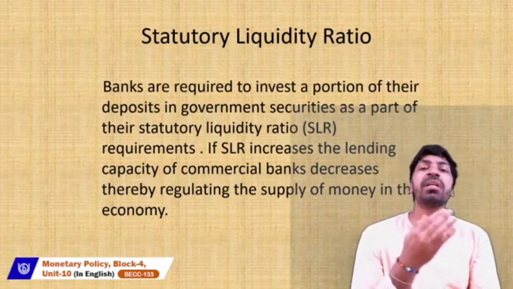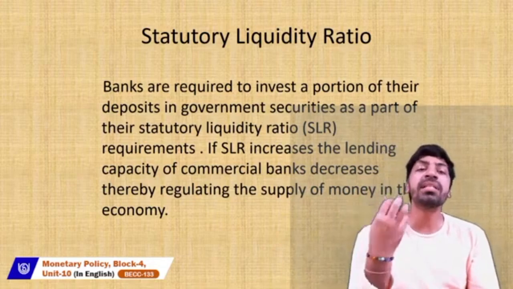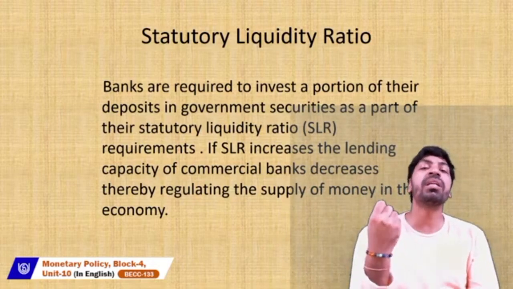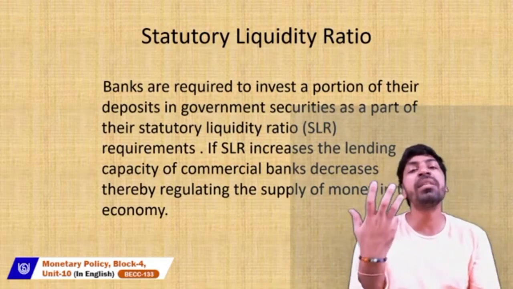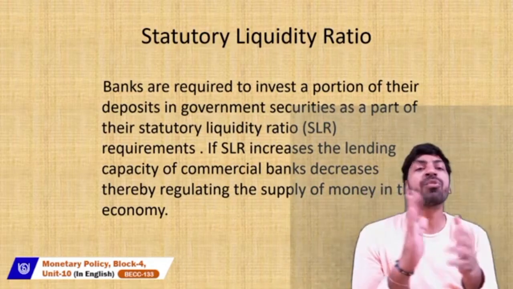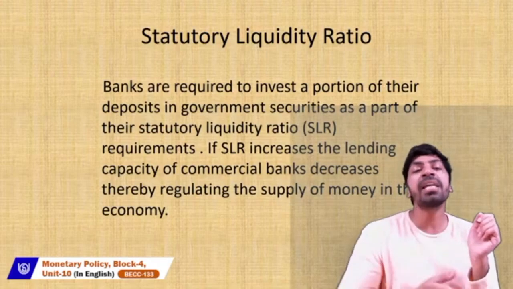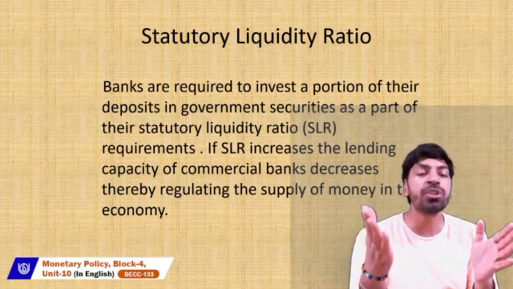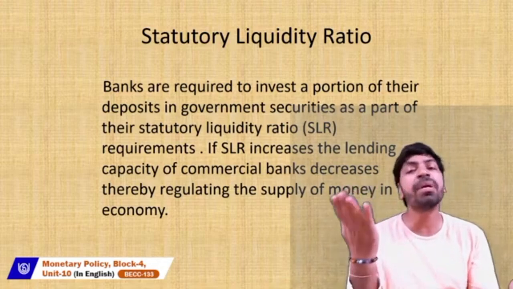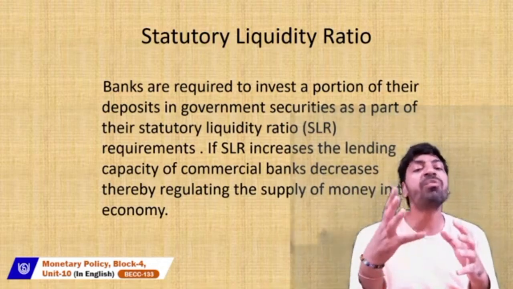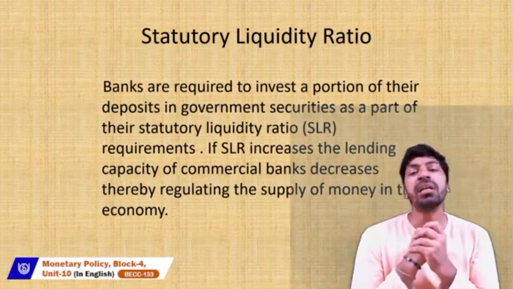Whatever portion of the deposit is invested into government securities, that portion is exactly called the statutory liquidity ratio. It could be one half, one fifth, or one seventh. That exact ratio is called the statutory liquidity ratio. It could be 75%, 30%, or 50% of the deposit which will be invested in government securities, and that's called the statutory liquidity ratio.